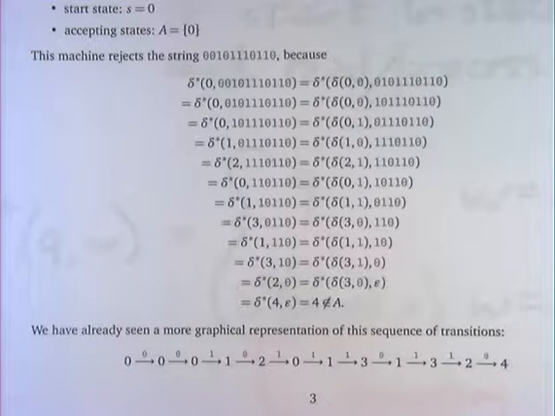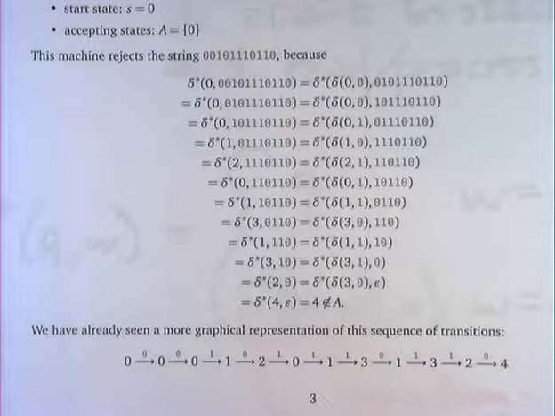I started in state 0. I read symbol 0, and that put me in state 0. I read symbol 0, and that put me in state 0. I read symbol 1, that put me in state 1. Read 0, go to 2. Read 1, go to 0. Read 1, go to 1. Read 1, go to 3. Read 0, go to 1. Read 1, go to 3. Read 1, go to 2. Read 0, go to 4.